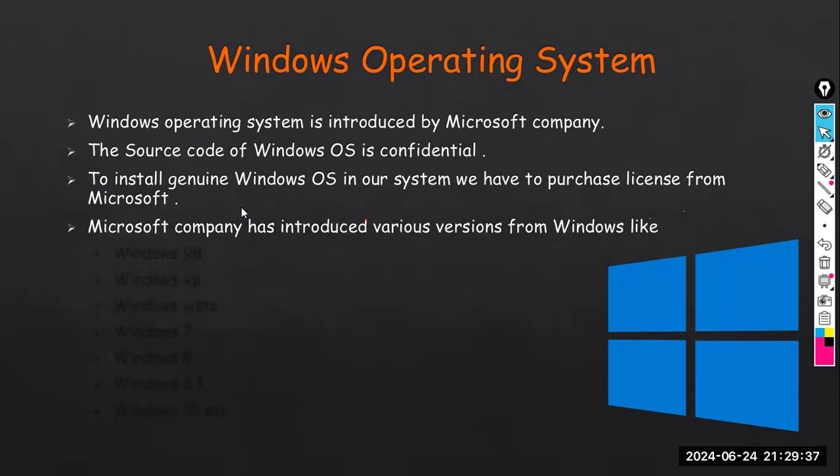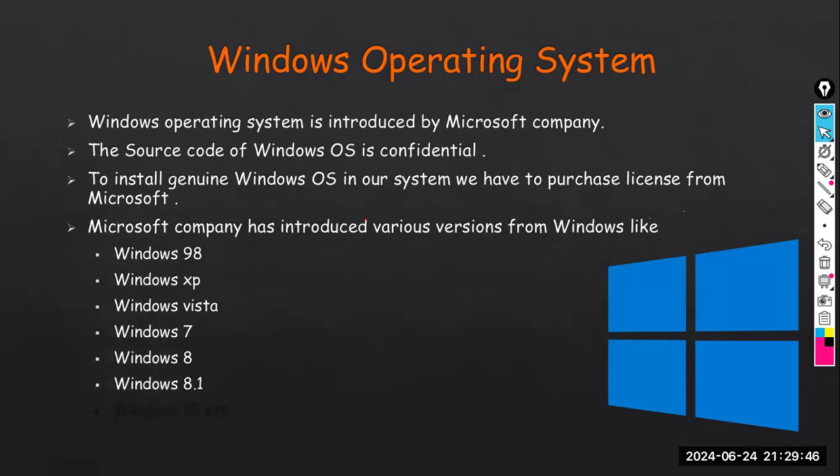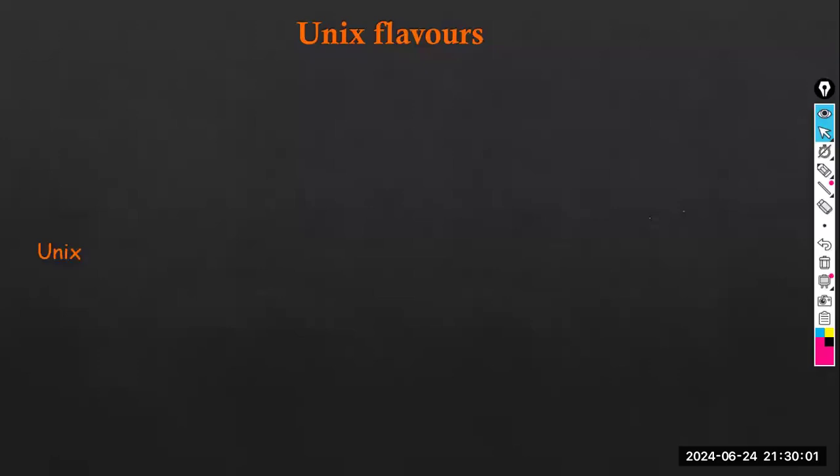So Microsoft company has introduced different versions of Windows operating system like Windows 98, Windows XP, Vista, 7, 8, 8.1, Windows 10, and the latest Windows 11 version also. These are the different versions of the Windows operating system. Apart from Windows, we have another operating system, that is Unix. This Unix operating system is developed by some people, and they didn't keep the source code private. The source code of Unix is open for everyone. It is public.